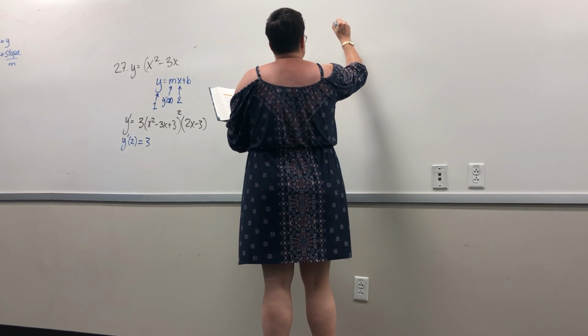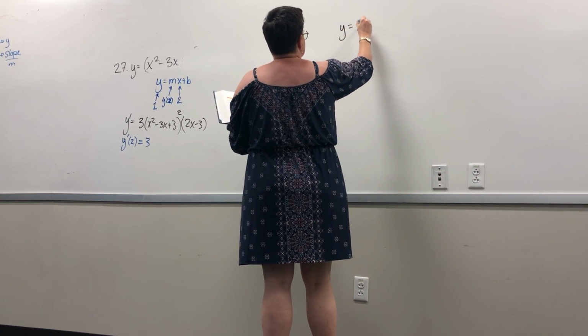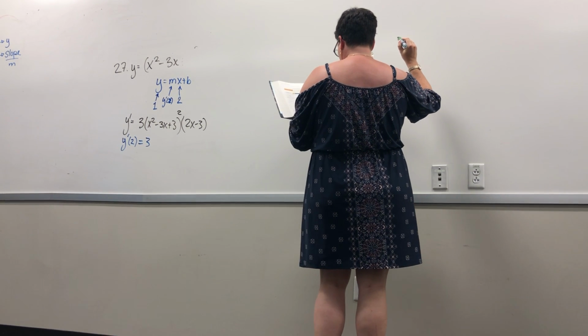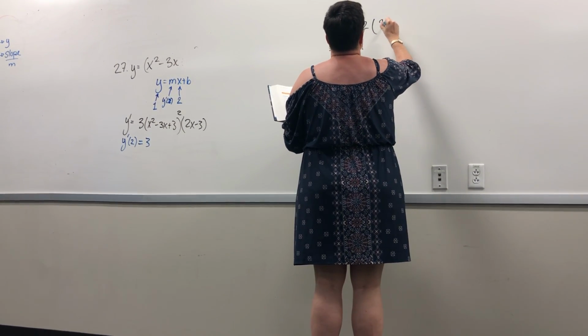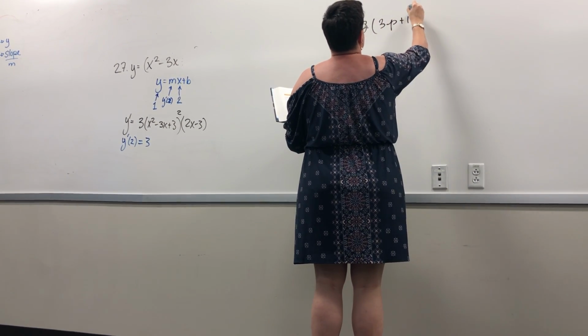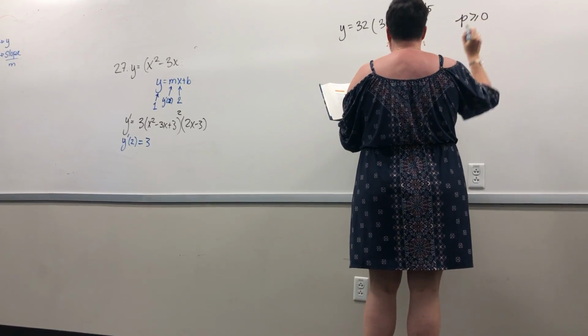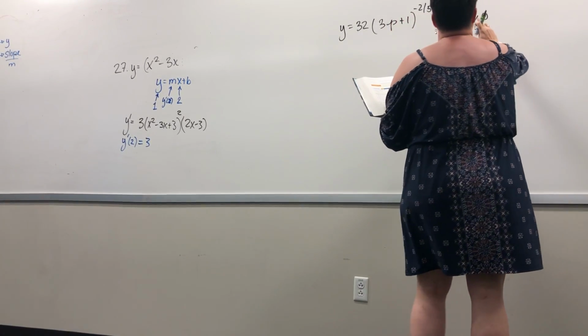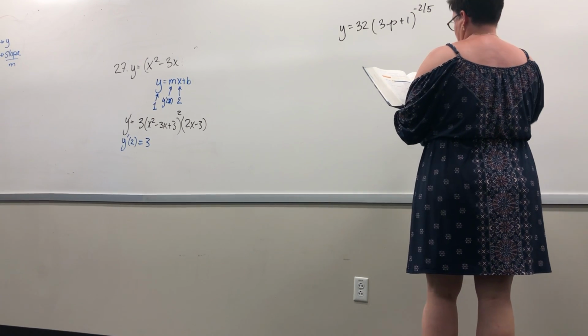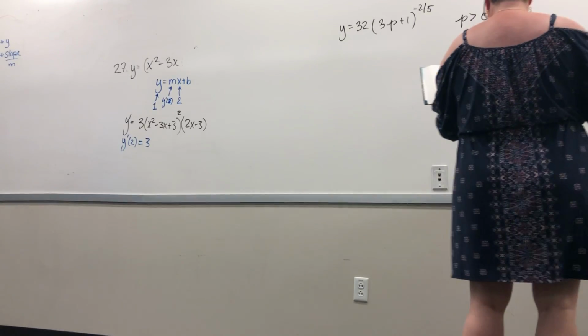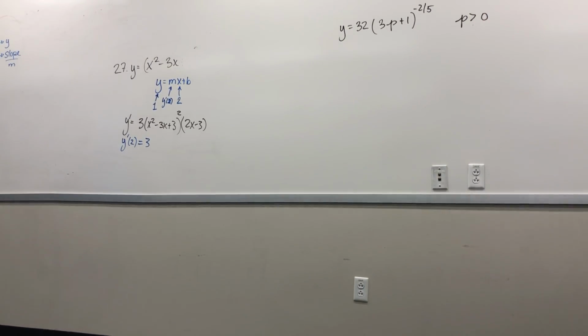So, y equals 32 times (3p plus 1) to the -2/5, and p has to be greater than or equal to 0. Oh no, just greater than 0. I see. Okay, so you can't set a price equal to 0. That's what it's telling us. You have to sell it for something.